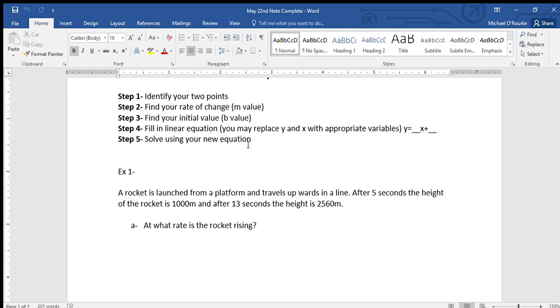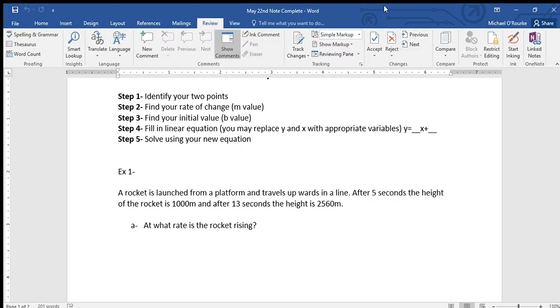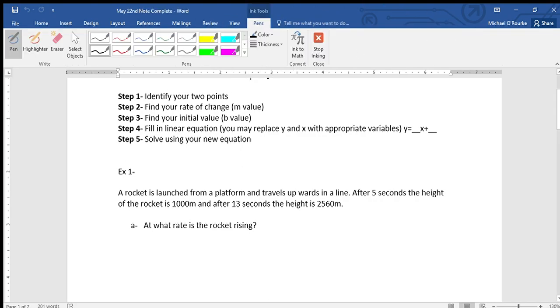The first thing I need to do is identify my 2 points, because it doesn't come out and just tell you what the 2 points are. So, a rocket is launched from a platform and travels upwards in a line. After 5 seconds, the height of the rocket is 1,000 meters. After 13 seconds, it's 2,560 meters.